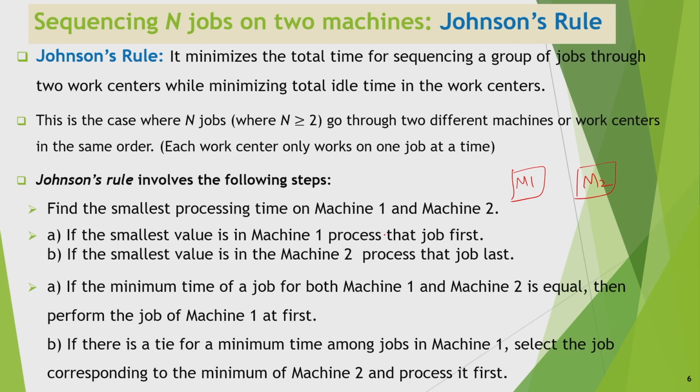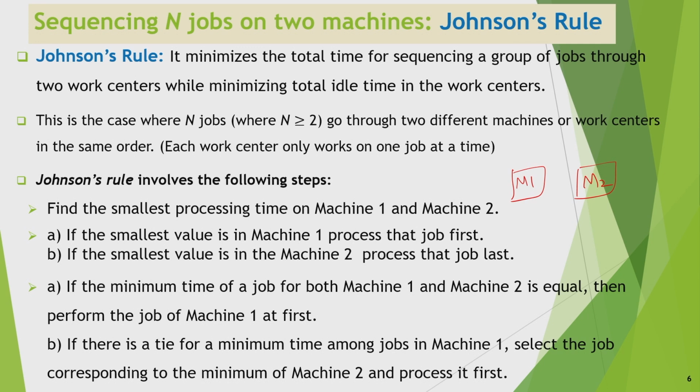He said: find the smallest processing time on machine 1 and machine 2. If the smallest value is on machine 1, process that job first. If the smallest value is on machine 2, then process that job last. If the minimum time of a job for both machine 1 and machine 2 is equal, then perform the job of machine 1 first. If there is a tie for the minimum time among jobs in machine 1, then select the job corresponding to the minimum of machine 2 and process it first.